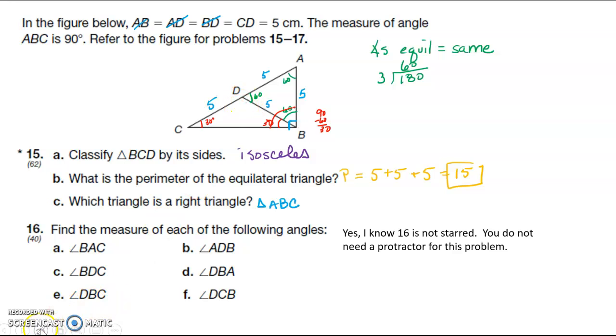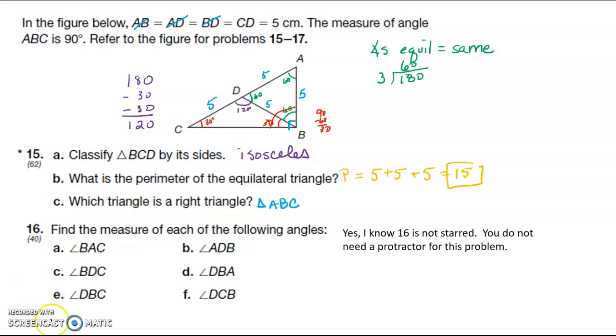I'm going to need another color. So I have a triangle with 30, 30, and something. All three angles of any triangle anywhere add up to 180. So 180 minus 30 minus 30 gives me 120. So this is 120. Now I have all of my angles here.